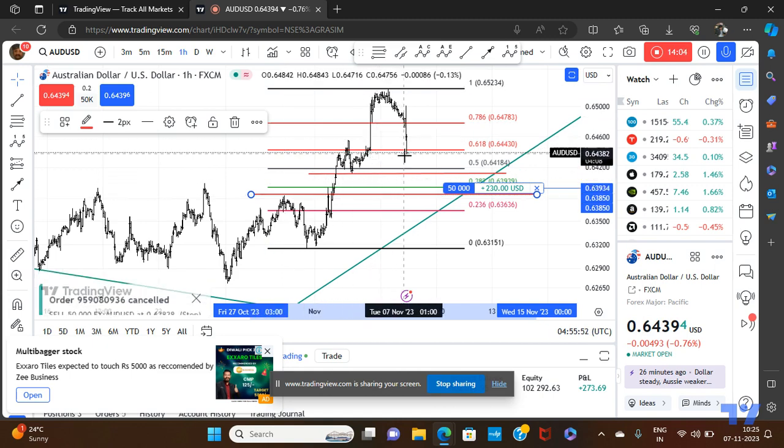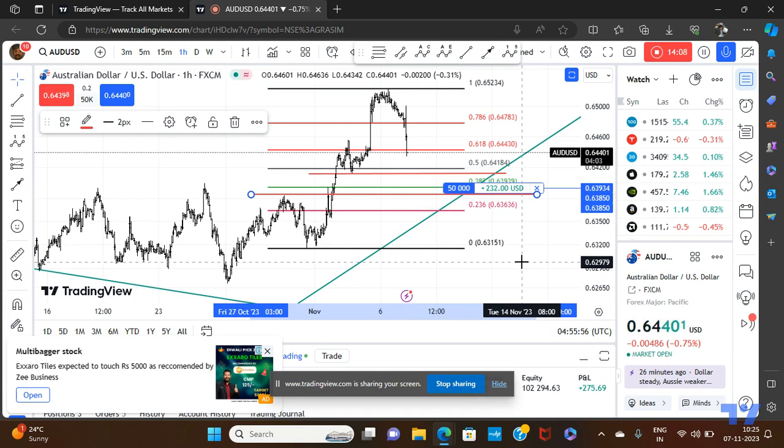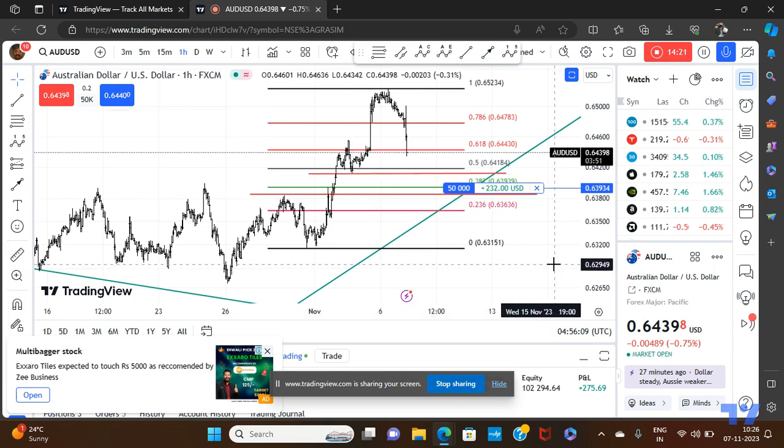An ideal retracement is 38%. This one was 61. This one should be around 38, and maximum it should go this much. Okay, so all the best. Take care. Happy trading. I'm still bullish on this.